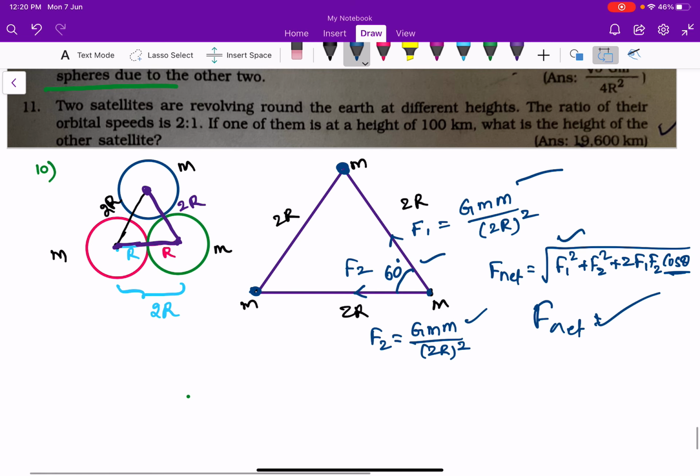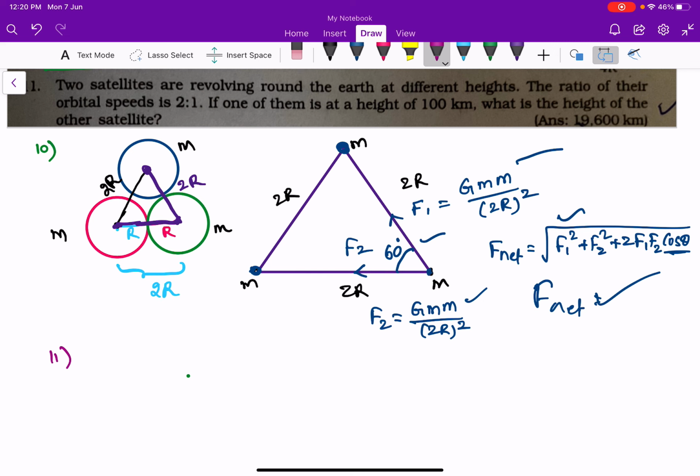Now I am going to discuss problem number 11. The problem is talking about two satellites revolving around the earth. These are earth satellites at different heights. The ratio of their orbital speeds is given.